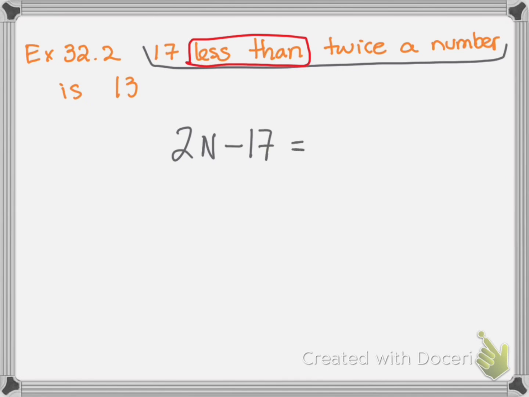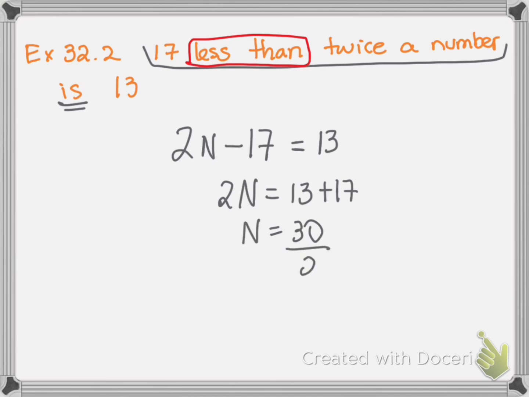And then that equals 13. Now the 17 goes to add, and we get 30. And the 2 that is multiplying is going to divide. And so the answer is 15. And that's it. Very simple. You just have to remember things like these that can totally change your answer.